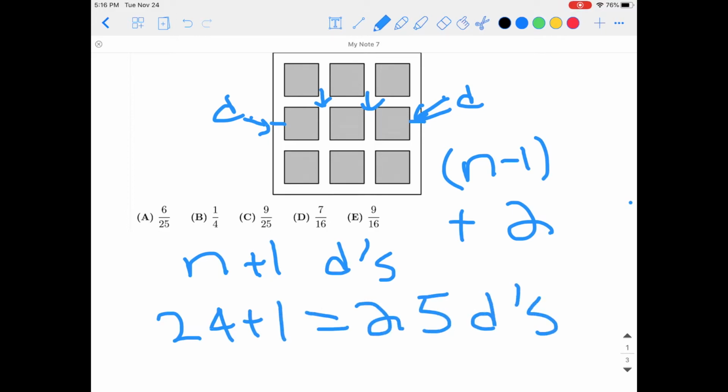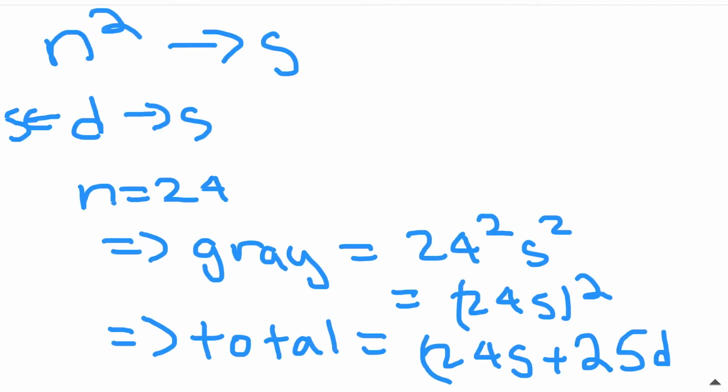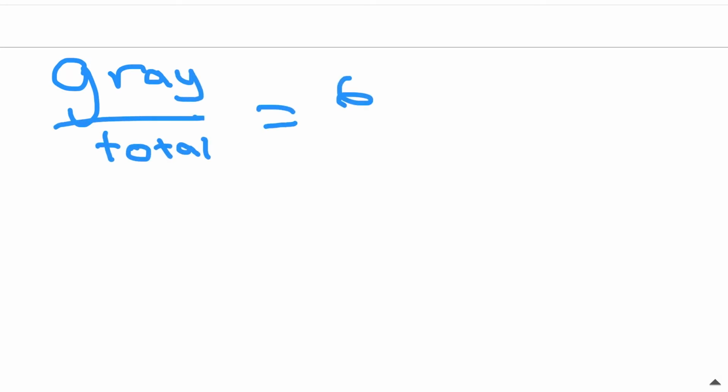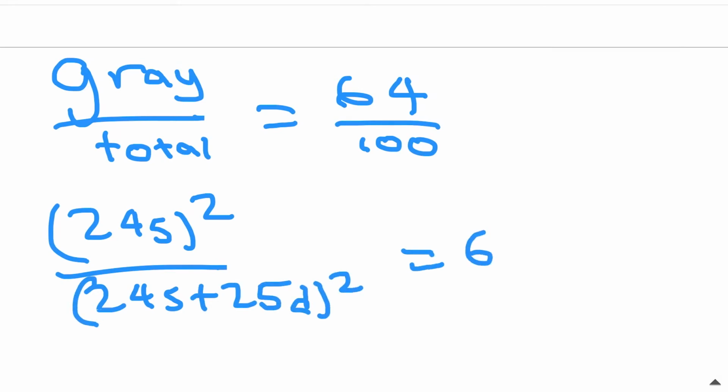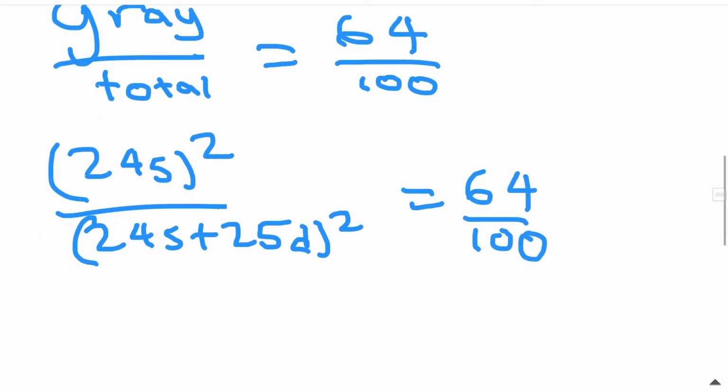in each length. Because the large shape is a square, we know that the total area is the side squared, so the total area is 24s plus 25d whole squared. We are given in the problem that the ratio of the area of the gray squares to the area of the whole square is equal to 64 over 100. Plugging in our expressions for each of these areas, we get that 24s squared over 24s plus 25d whole squared is equal to 64 over 100. And I'm going to leave it in this form so that we can do something in a little bit.